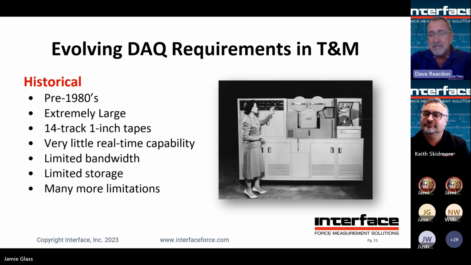These are systems that were pre-1980s. They were extremely large systems. Back in the 50s, it was something similar to what's shown in the picture here. It could take up a whole room just for the DAQ system. As they moved forward into the pre-80s, you might have seen a rack of data acquisition equipment within an airplane. They were extremely large, took up a lot of room, very heavy. They typically used a 14-track 1-inch tape that would only record maybe for an hour or two, depending on how fast you were recording data.